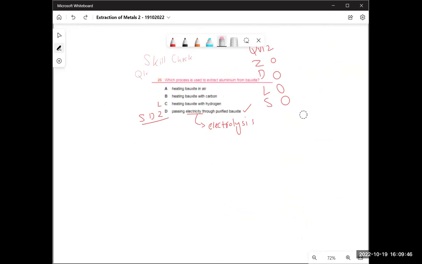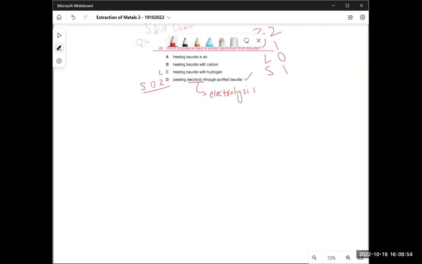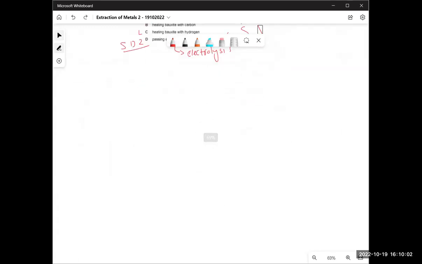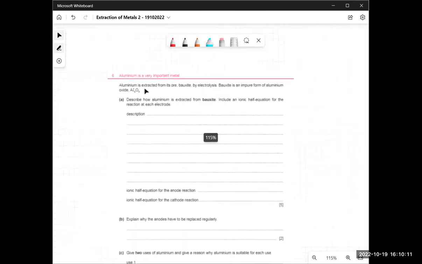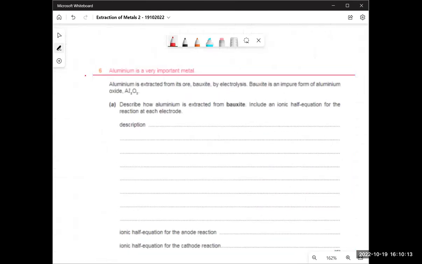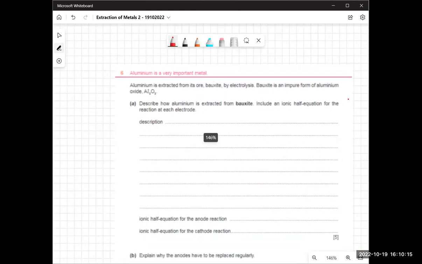Now, who gets marks here? So Zahra gets 2 marks for the first answer. Diana and Safa get 1 mark. They'll get chances to catch up. No worries. All right, let's see.